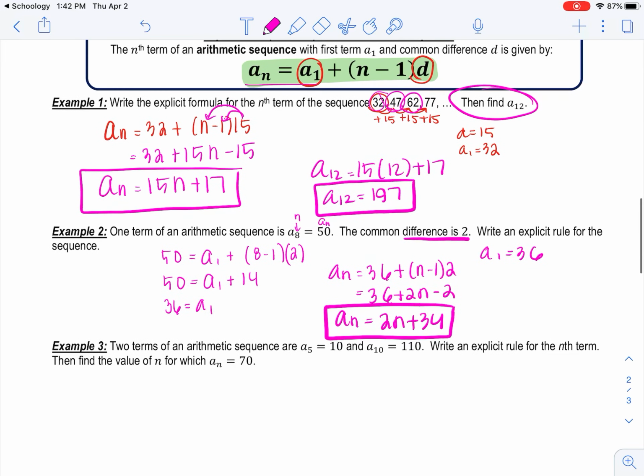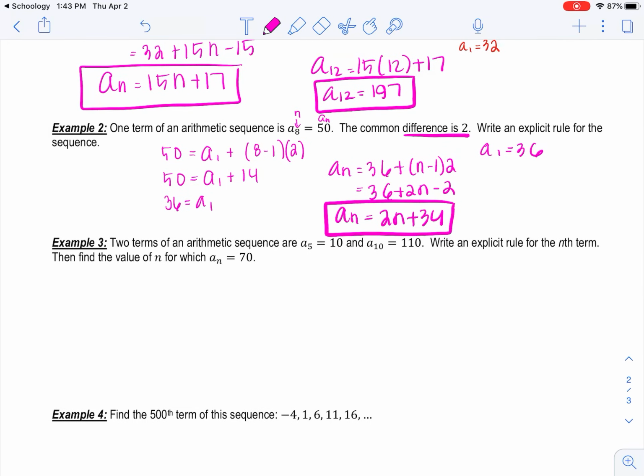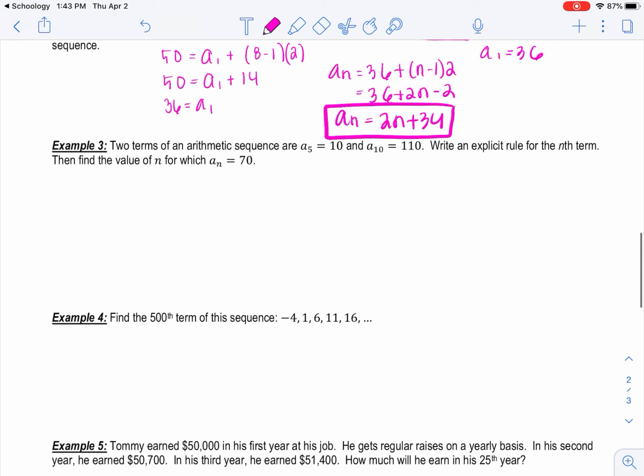Okay, so we've seen how to do a problem if you're given the difference and the first term. That's the easiest. We've seen how to do a problem if you're given the difference and then a random term, right? Not the first term. So now what we're going to see is, what if I don't give you the difference and I don't give you the first term? Instead, I give you two other terms. In this case, the 5th term and the 10th term.